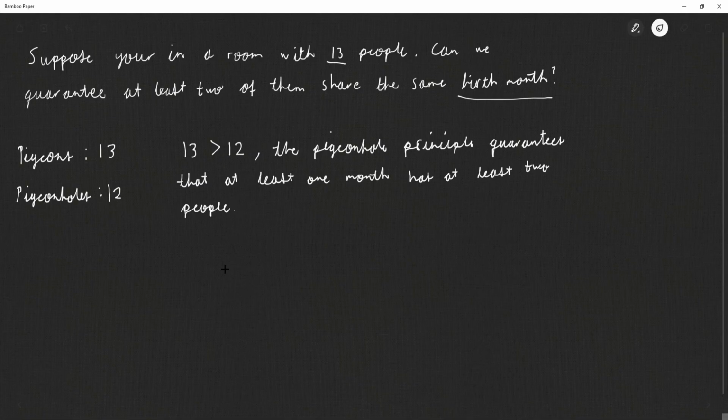But by the pigeonhole principle, we can see that we don't know which month it is, and we don't know who is sharing the months, but we know that the shared month must exist.